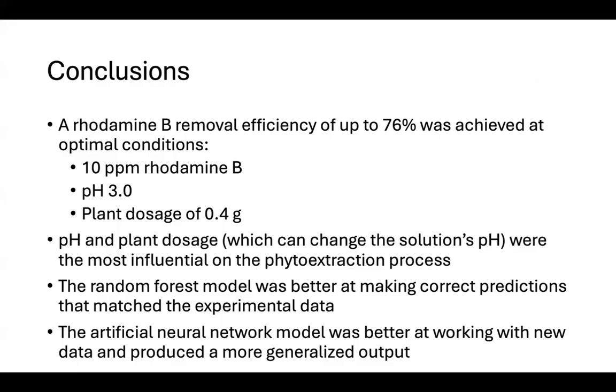The random forest model was better at making correct predictions that matched the experimental data, and the artificial neural network was better at working with new data and produced a more generalized output.